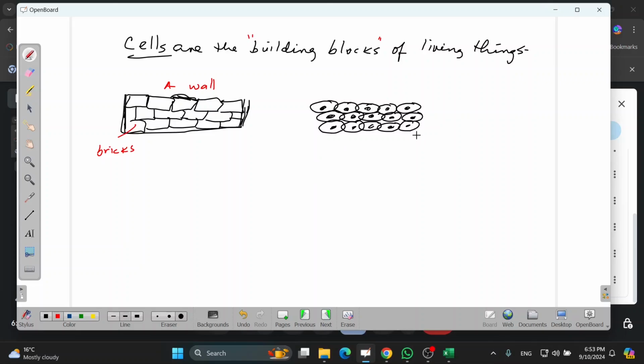So there is a group of cells making a wall, which we don't call a wall, by the way. What do we call cells of the same type grouping together like that? We call that a tissue, right? So tissues are formed by cells of the same type. If it is the skin, we call it epithelial tissue, right? That is for the skin, for example.